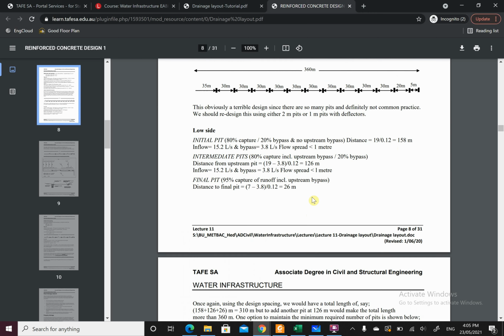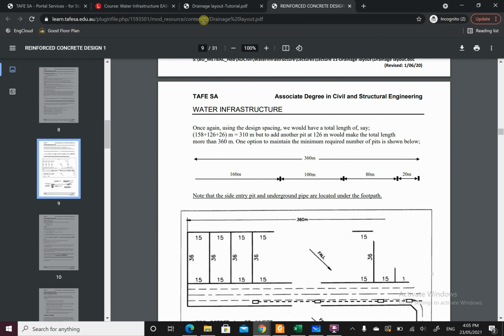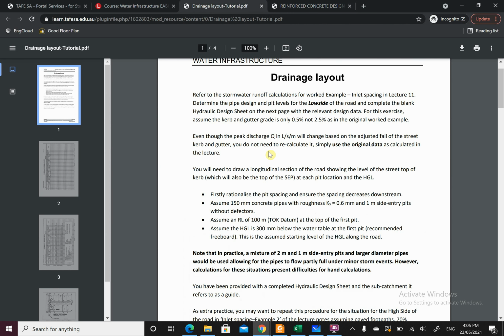I hope you're familiar with the calcs. We went through them last week. From our tutorial, we just need to pull up a bit of information from here. What we need to look at is our curb and gutter grade. It's only 0.5%. We need to know this for when we're getting our RLs for the top of our pits.